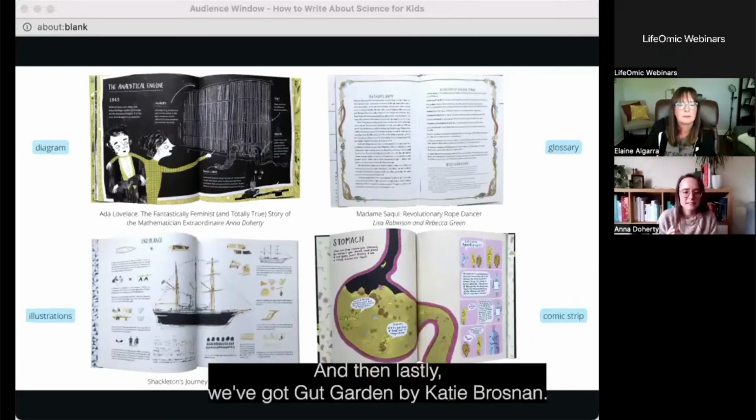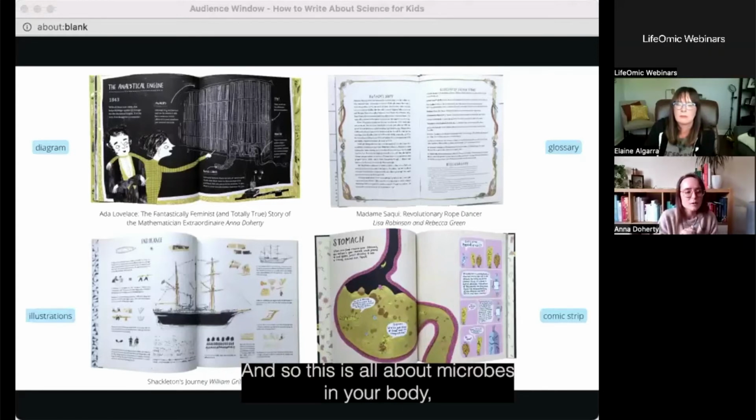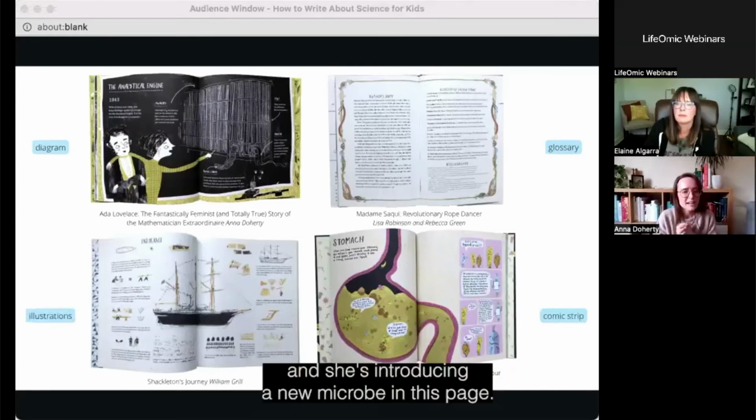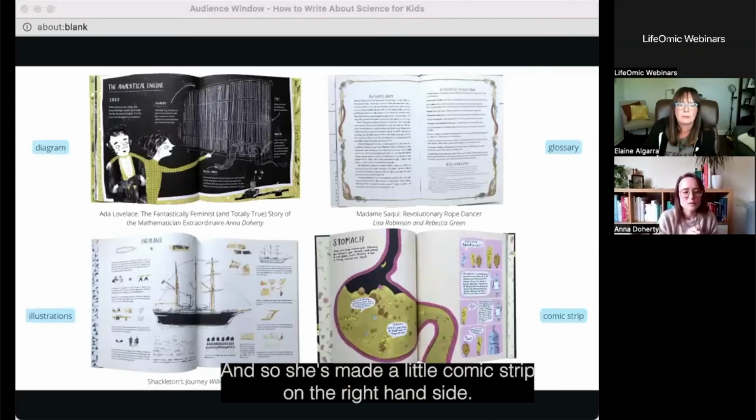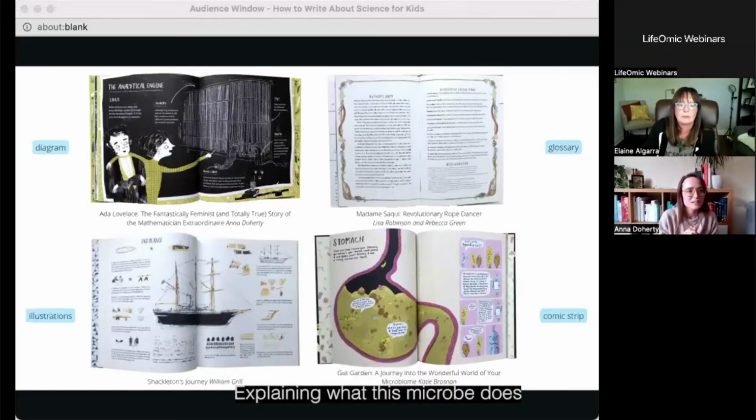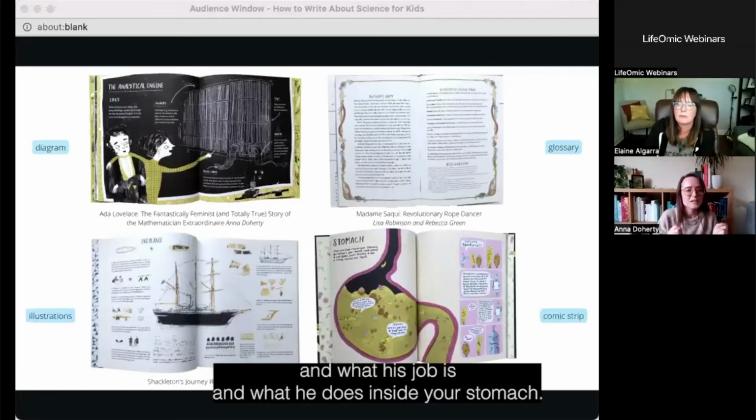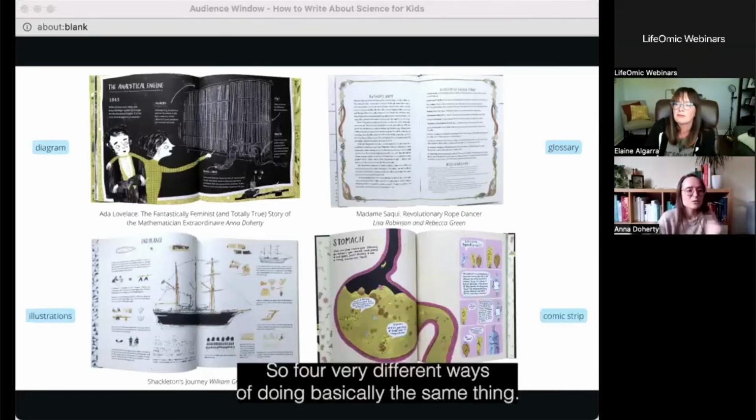And then lastly, we've got Gut Garden by Katie Brosnan. This is all about microbes in your body. She's introducing a new microbe on this page, and so she's made a little comic strip on the right-hand side explaining what this microbe does and what his job is and what he does inside your stomach. So 4 very different ways of doing basically the same thing.